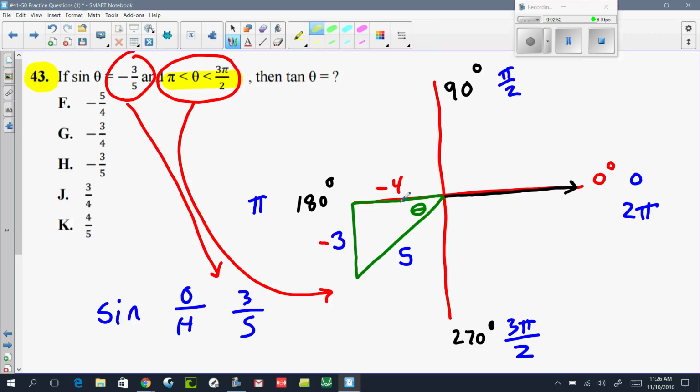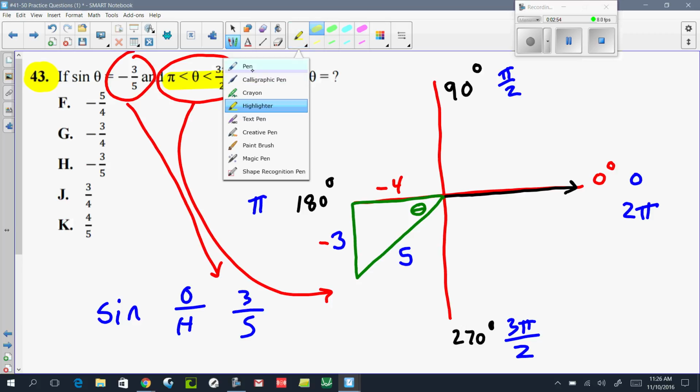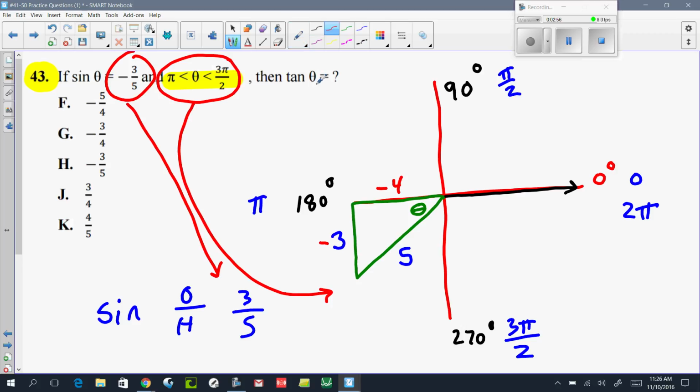This is our drawing. Now, based on this, it wants to know what is the tangent of theta. Tangent, you remember, is opposite over adjacent. In this particular case, opposite would be -3 over adjacent to theta would be -4. So this is the opposite, this is the adjacent, and -3 over -4 is 3/4. So J is the correct answer.